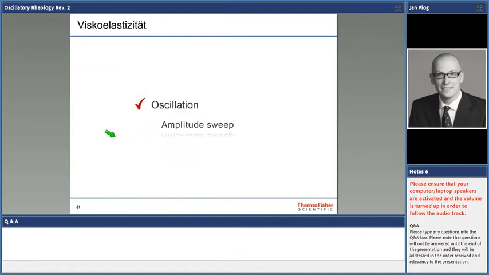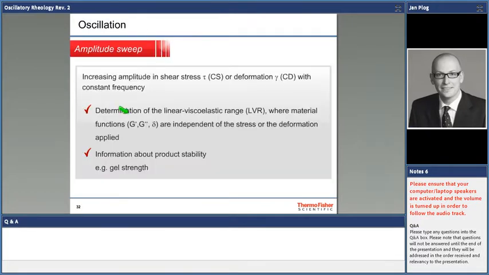Okay. So when we do an oscillatory test, we have to start with the amplitude sweep. With the amplitude sweep, we stepwise increase the amplitude in either stress or strain. Again, it depends on how you want to approach your sample. CS always stands for controlled stress, CD always for controlled deformation, and we keep the frequency constant, and we determine the area where my material functions are independent of the stress or deformation applied. And the area where they are independent, we call the linear viscoelastic range.